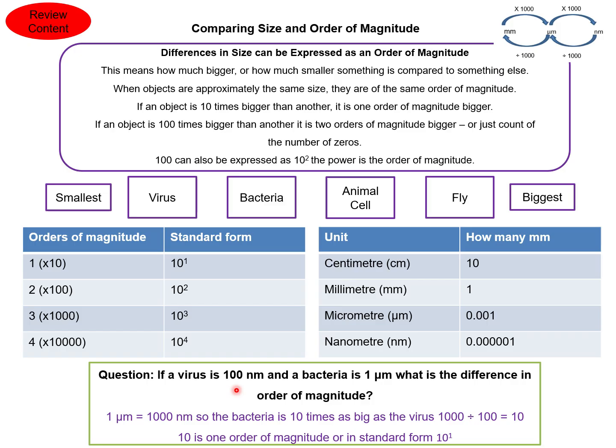So what that tells us is the bacteria is 10 times as big as the virus. So we've just done 1,000 divided by 100 there to get times 10. So 10 is 1 order of magnitude, or in standard form 10 to the 1. So that's the answer.